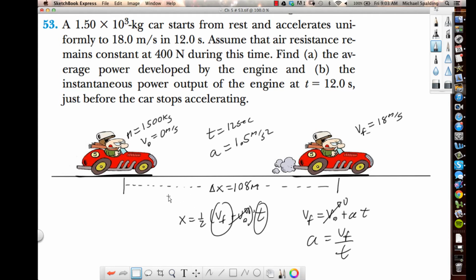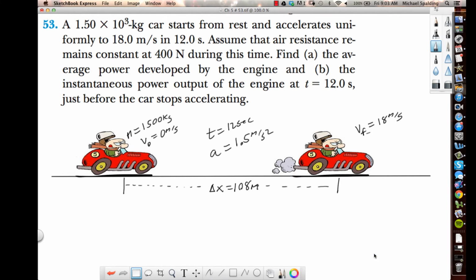Okay, so now part A wants us to find, where does it say? Assume the air resistance remains constant at 400. Find the average power of the engine from beginning to end. Why do they say average power? Well, look, where's power going to be greatest?